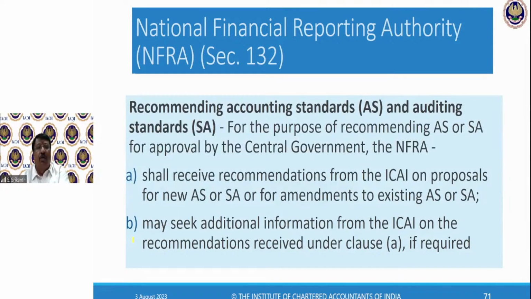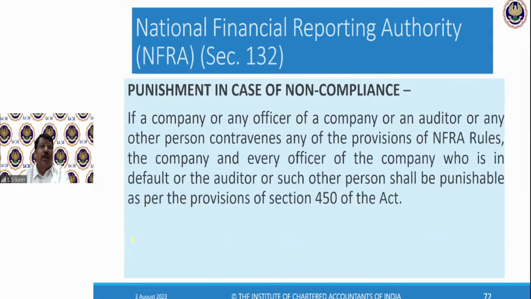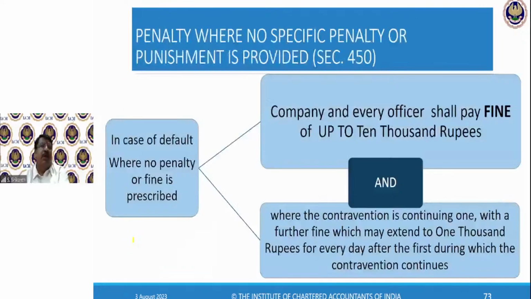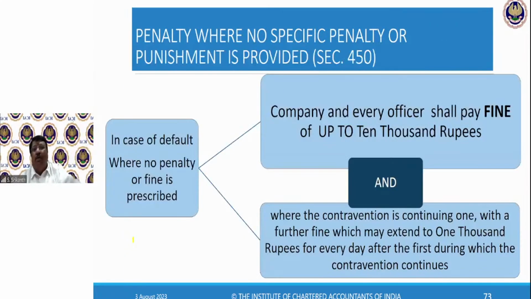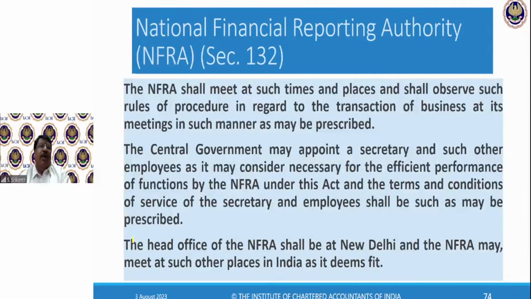NFRA also will recommend accounting standards. We already saw that. If any company does not comply with the NFRA rules, they can be punished. And where 450 speaks about, they talk about section 450. 450 is a section, not in your syllabus, which prescribes penalty where no specific penalty has been provided, which is 10,000 rupees of fine. In the case of continuing, 1,000 rupees for every day. So NFRA will meet regularly and take up matters, and the head office of the NFRA shall be at New Delhi.